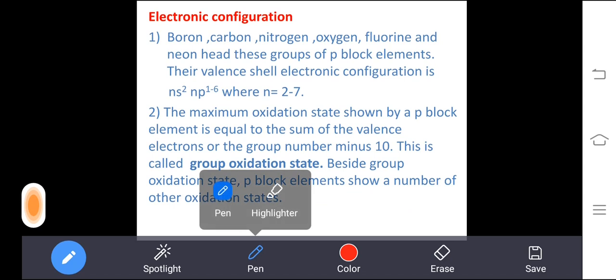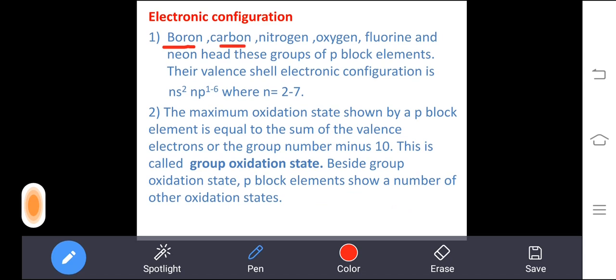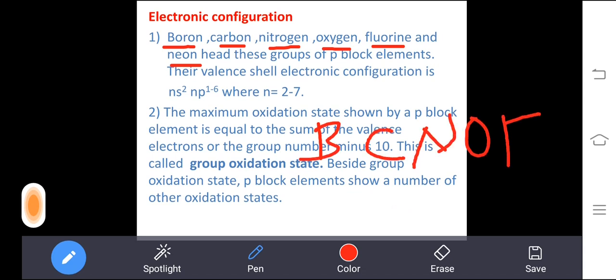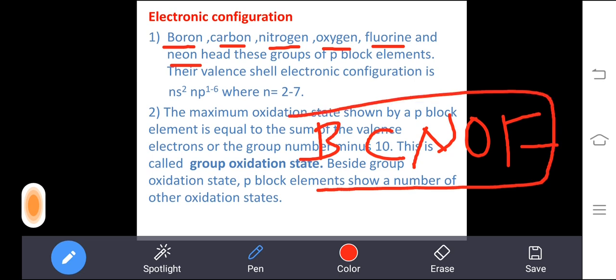Electronic configuration. The first elements of the p block are boron, carbon, nitrogen, oxygen, fluorine and neon. We can remember the first elements of the p block with one football player named Beknoff.